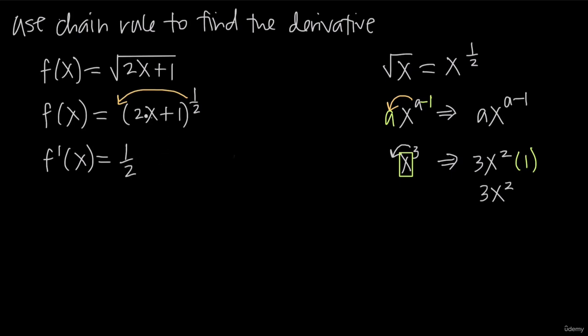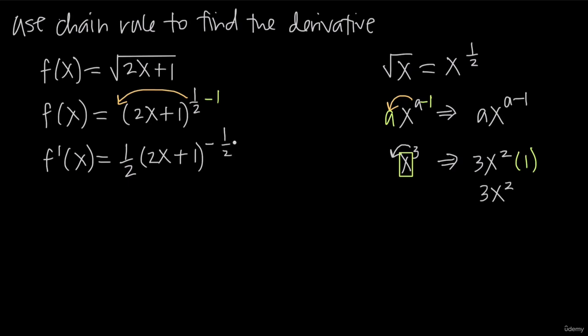We'll end up with 1/2. We're going to leave this inside function alone, so we're just going to write it in. We're not going to worry about it. We're not going to touch it or change it or do anything to it. And then according to power rule here, we need to subtract 1 from the exponent. So 1/2 minus 1 gives us a negative 1/2.